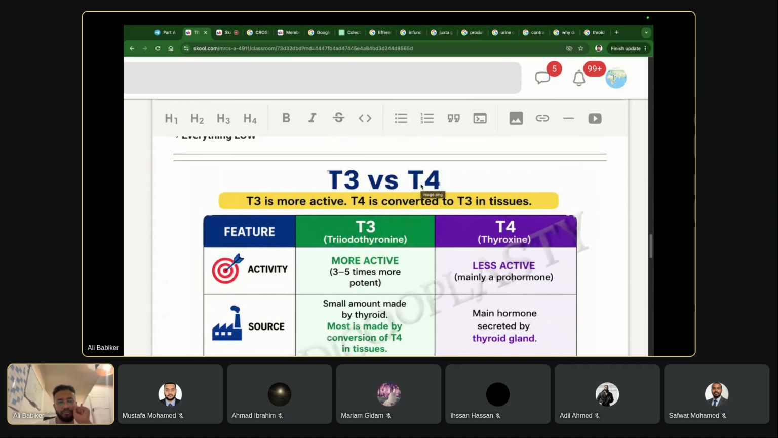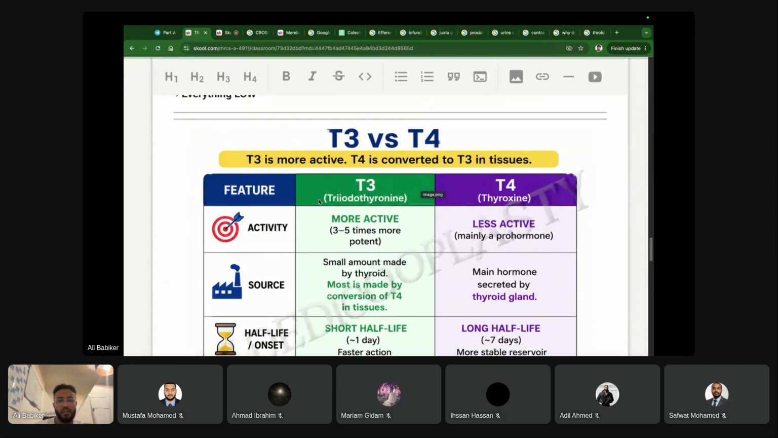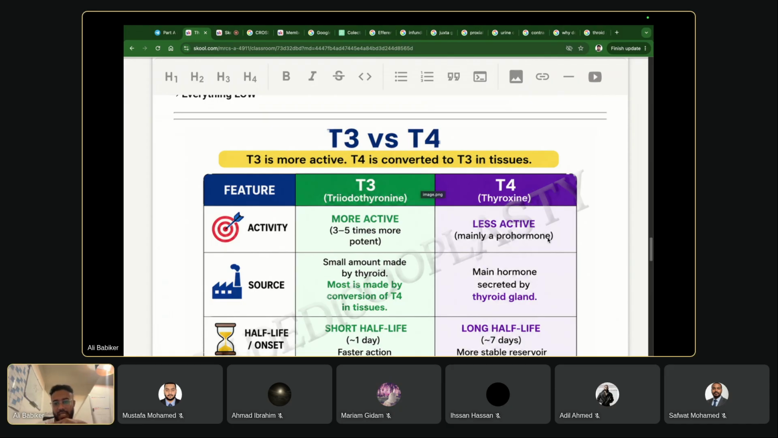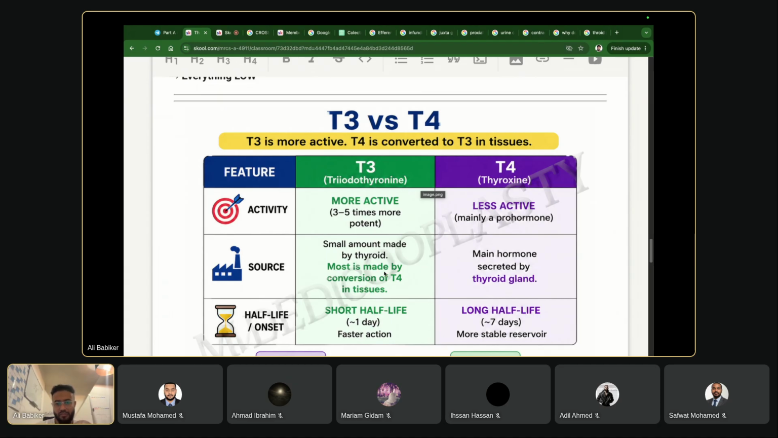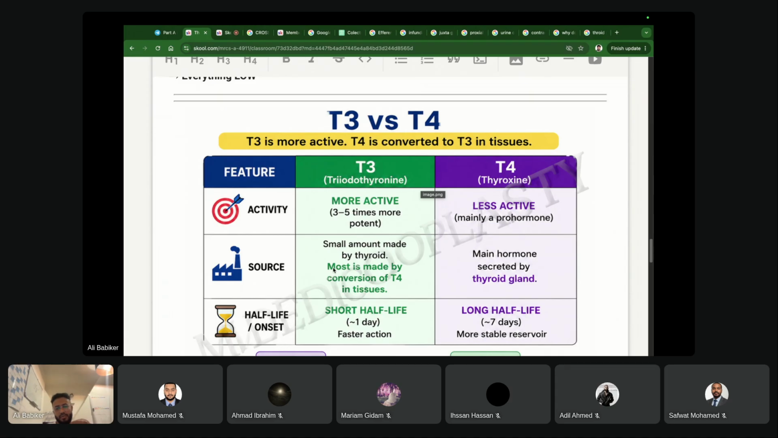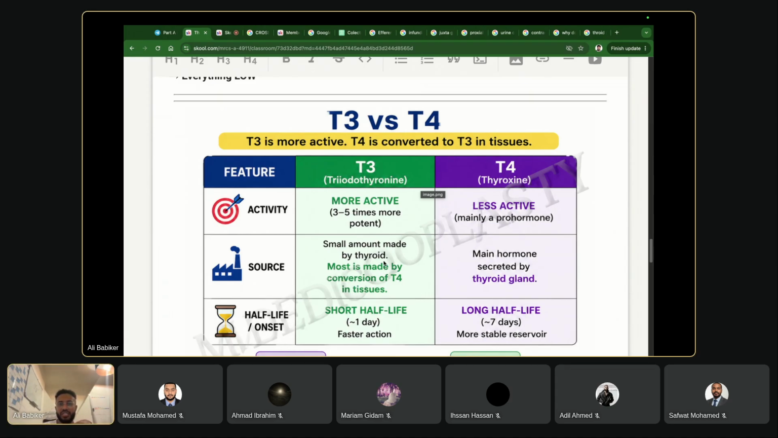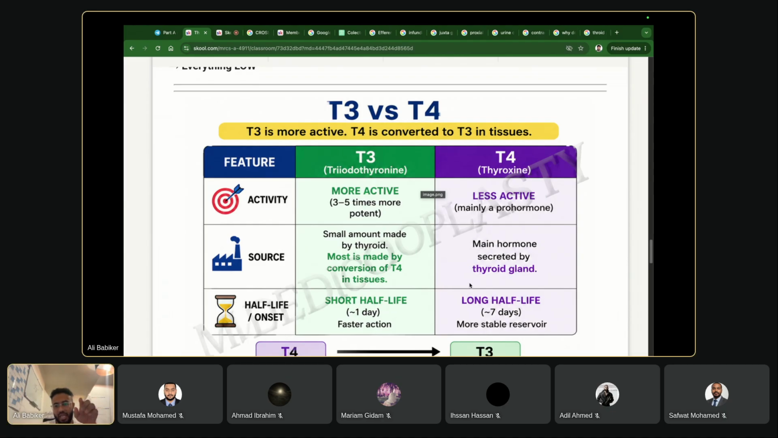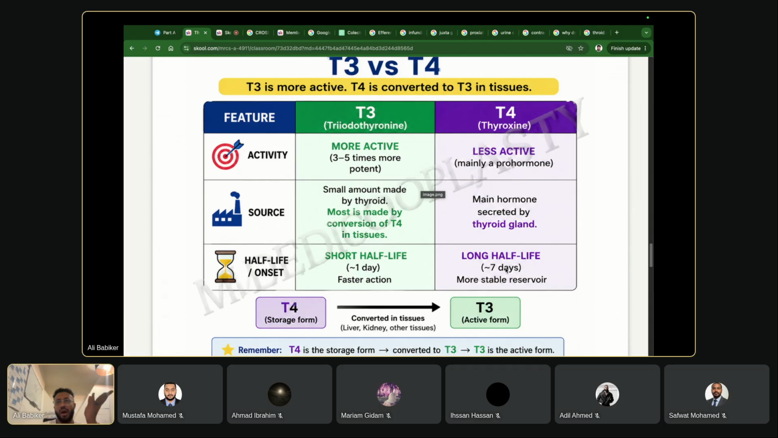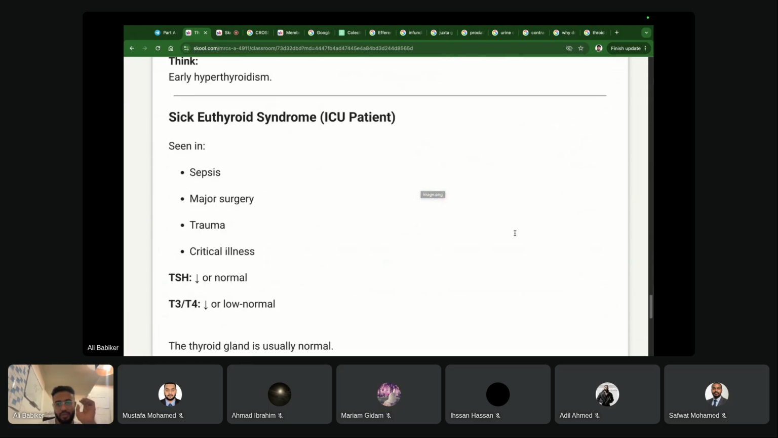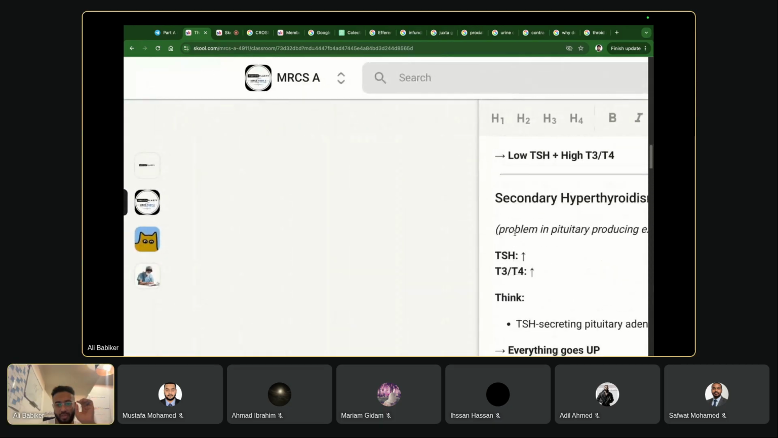T3 versus T4. T3 is more active. T4 is less active. Source: a small amount of T3 is made by the thyroid, most of it is made by conversion of T4 in tissue. And how can you prevent this conversion? You give propranolol. We'll come to that later on. T4 is the main hormone secreted by the thyroid gland. T3 has a short half-life, while T4 has a long half-life of 7 days. Why? Think about T4 as a reservoir, a storage for T3. Okay, this is most of what you need to know about the physiology.